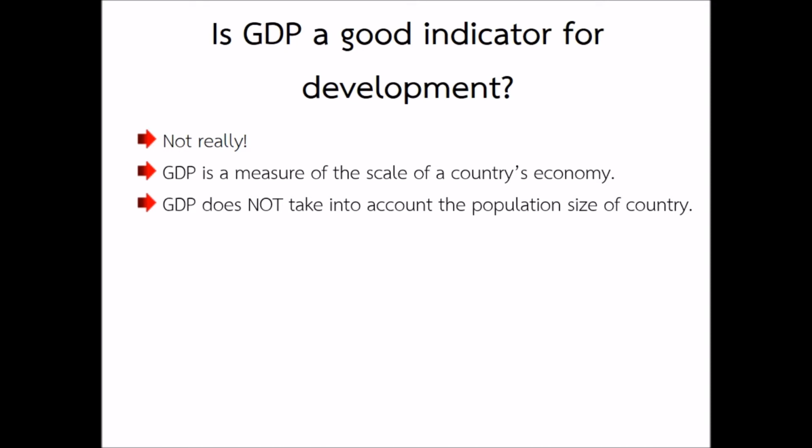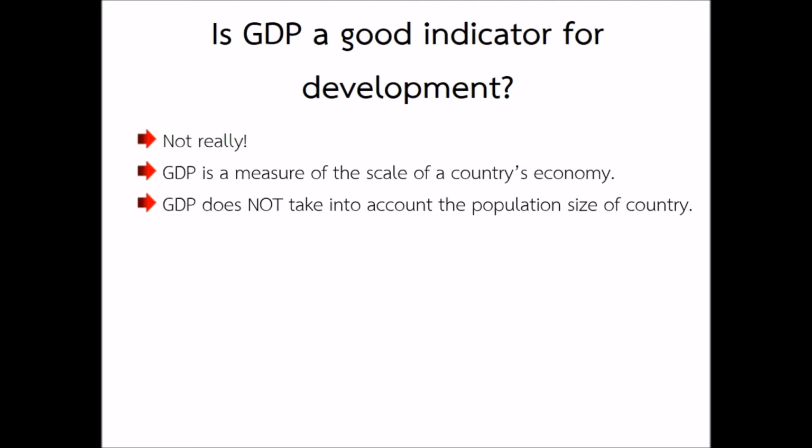What GDP does not do is it does not take into account the population size of the country. Of course, China has a huge population. It has the largest population in the world. More than 1 billion people are living in China. Compare that to a country in Europe, for example, like Sweden. Sweden is a relatively small country in terms of population. It has maybe 20 million inhabitants, something like that, or 30 million.